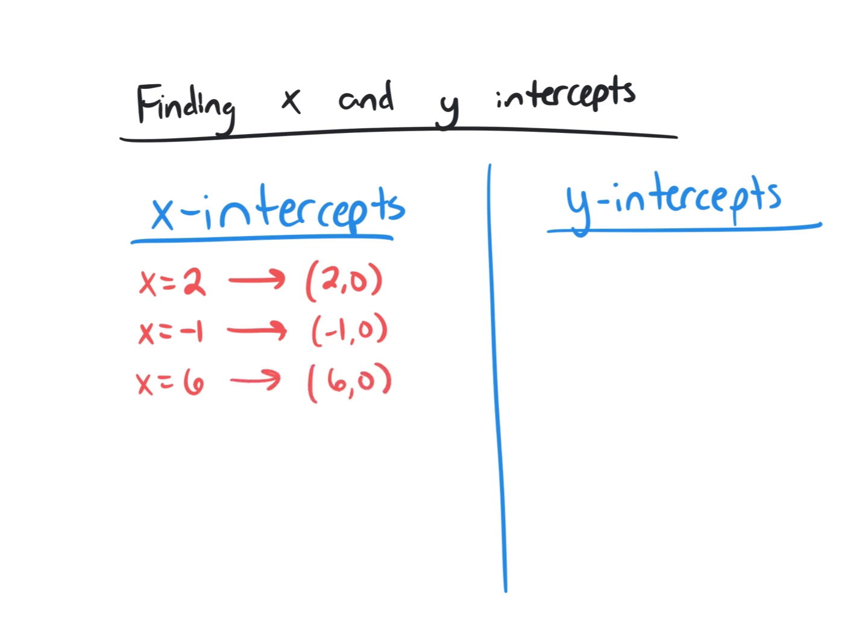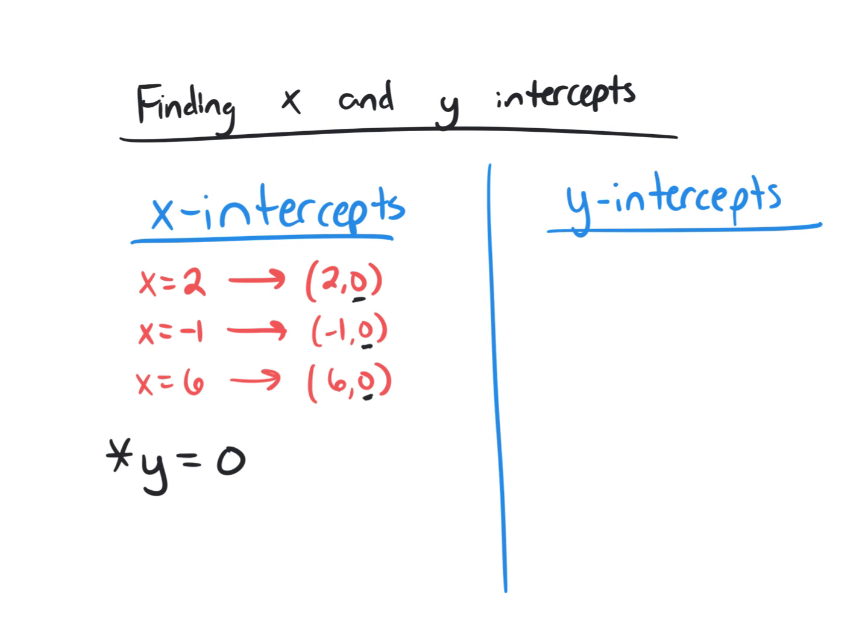6, 0. What is the trend happening on every single one? 0. 0 where, specifically? In the y spot, right? So underline these. Is that a coincidence? No, that's going to happen every single time we have an x-intercept. So when we're looking for x-intercepts algebraically, we know that y has to equal 0. Write that down. y has to equal 0, and I want you to star that.